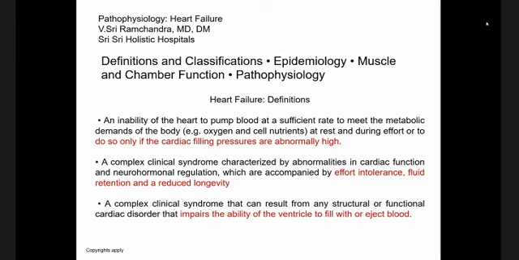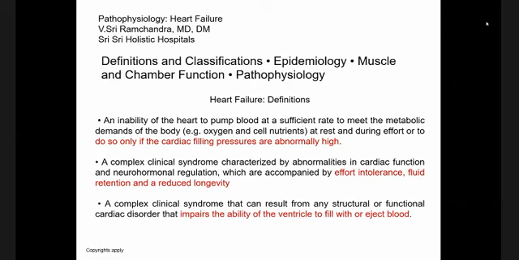It is a complex clinical syndrome characterized by abnormalities in cardiac function and also neurohumoral regulation. So the neurohumoral regulation is also a very important part. Just like we have BNP as a diagnostic tool, in future we might get tests that can directly measure the neurohormonal upsurge that has happened in heart failure, whether it is angiotensin or epinephrine or norepinephrine or some other thing that we can in future measure to say that a person has heart failure.